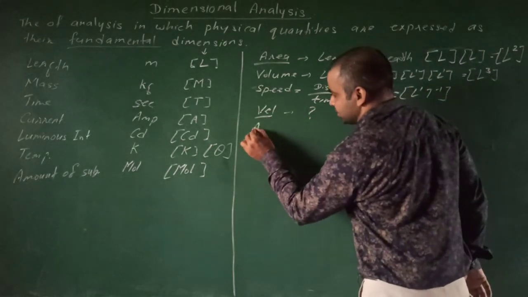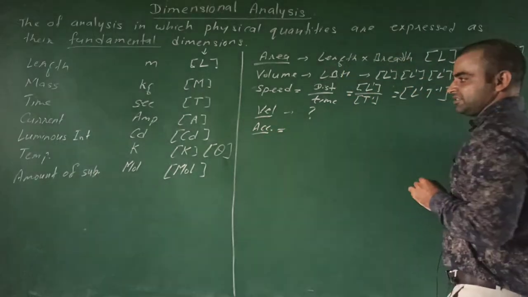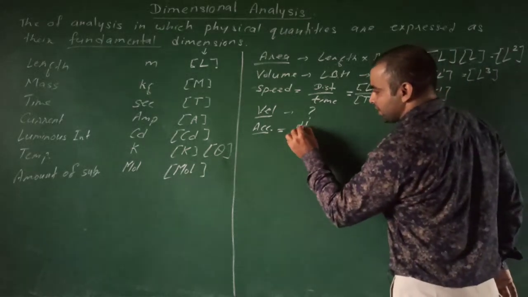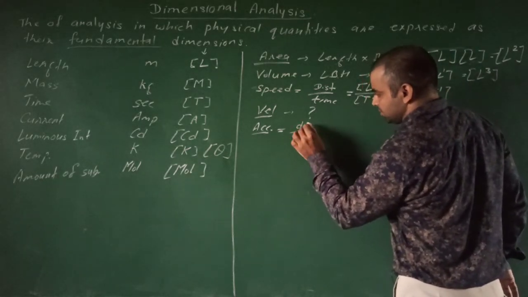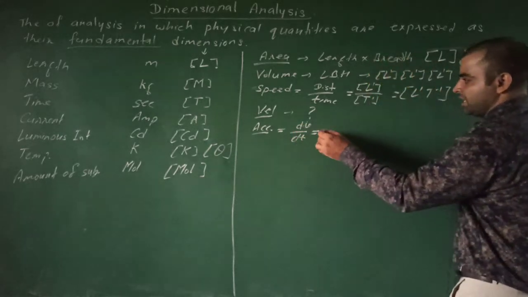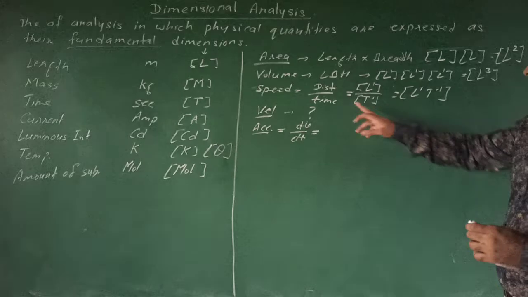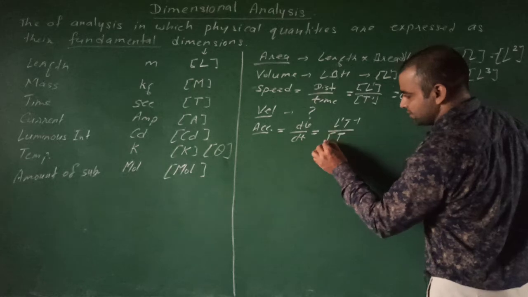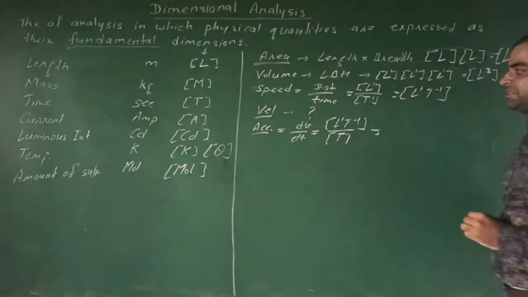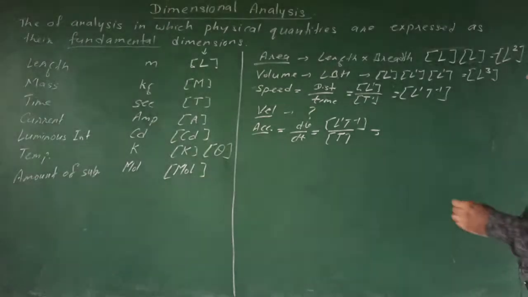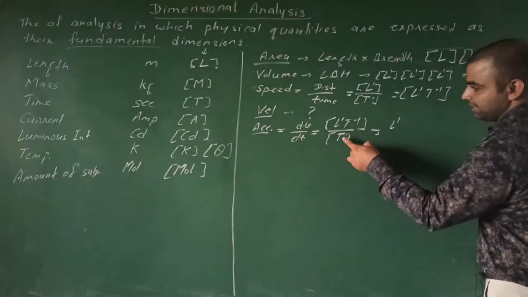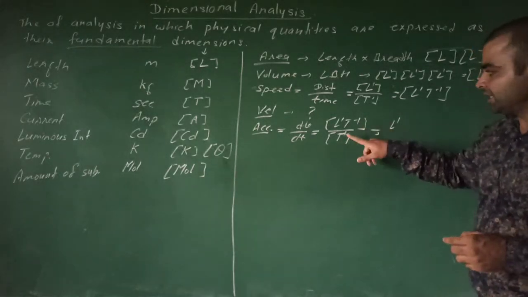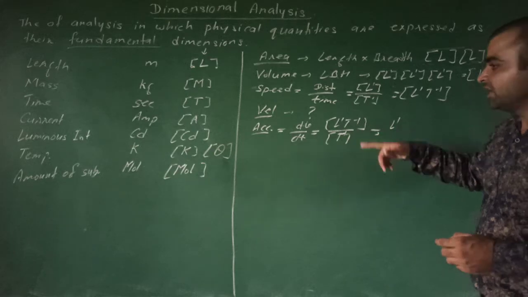Next is acceleration. Acceleration is what? Change in velocity per unit time, or we can say rate of change of velocity. Velocity means LT minus 1, and time T. What will be the dimensional analysis for acceleration? L1 T1. When it goes on the upper side, it will be negative. T minus 1 and T minus 1, T minus 2.